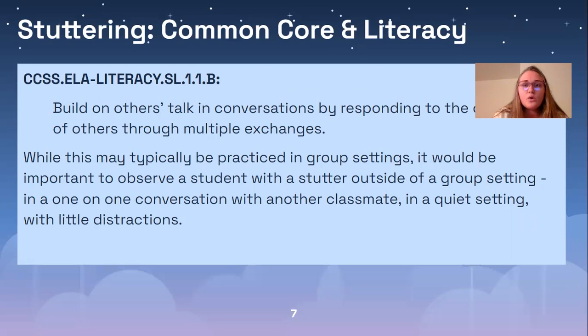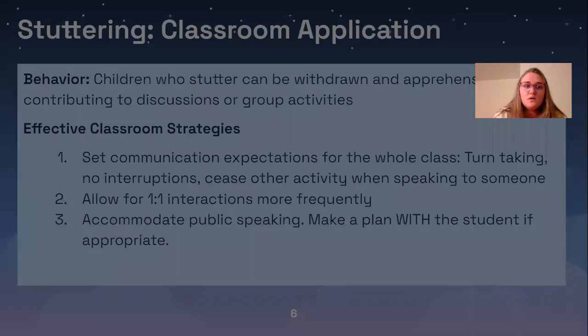So here's a Common Core standard and then a literacy strategy that you can use with it. The standard is to build on others' talk and conversations by responding to them. And so a teacher may typically practice this in group settings, but you're going to want to do this one-to-one with students for stuttering while they build up their confidence in speaking and providing those multiple exchanges, just because they may be more apprehensive to speak in the first place.